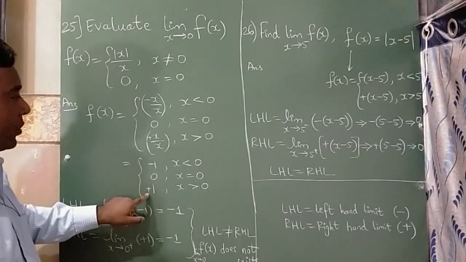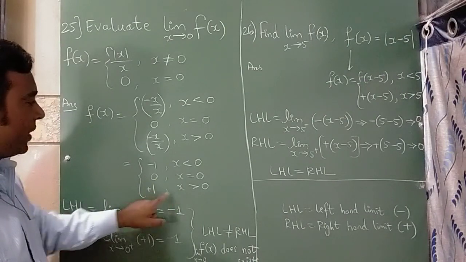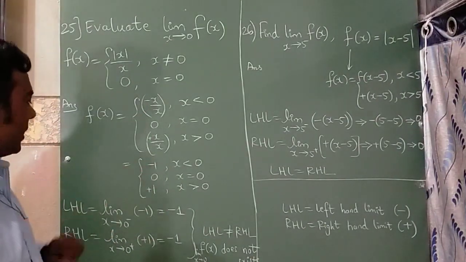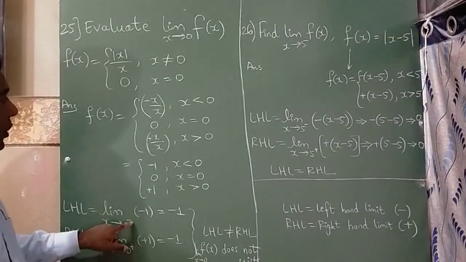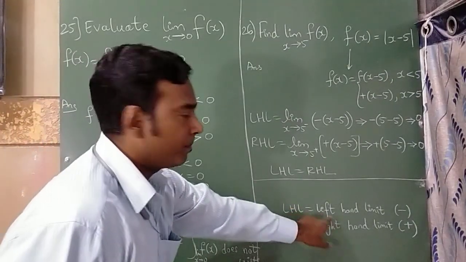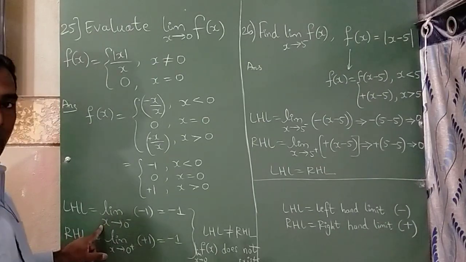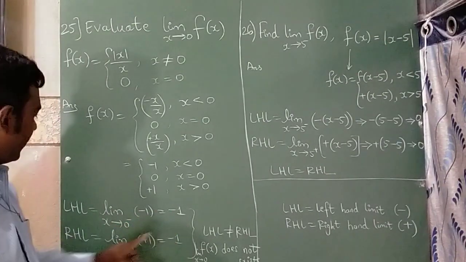x get cancelled, so it is plus 1. So minus 1 when it is less than 0, plus 1 when it is greater than 0, and 0 as it is I have kept. Now left hand limit, as you know that x tends to 0 minus. Why? Because it is left hand limit from here. Okay. Now what is here? Minus 1. There is no x here to substitute, so you have to write that same minus 1 here.